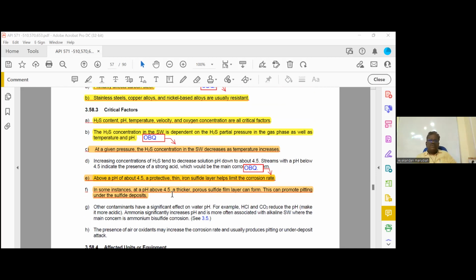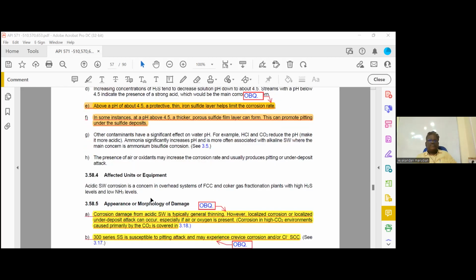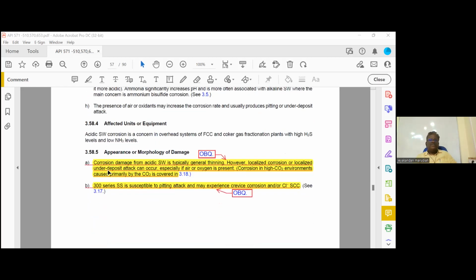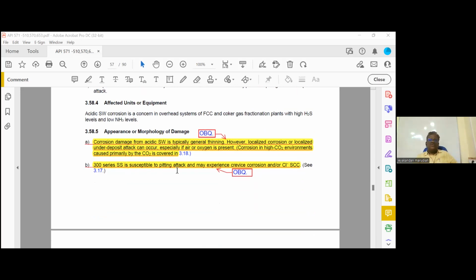In some instances, above pH 4.5, a thicker porous sulfide film layer can form. This can promote pitting under the sulfur deposits. Appearance: corrosion damage from acidic sour water is typically general thinning. However, localized corrosion or localized under-deposit attack can occur, especially if air or oxygen is present. 300 series is susceptible to pitting attack and may experience crevice corrosion and chloride stress cracking. That is open book.